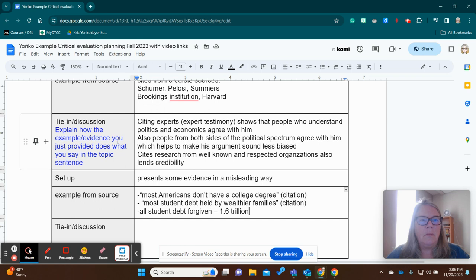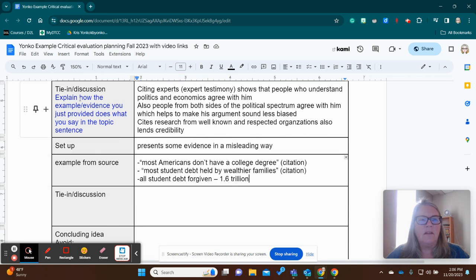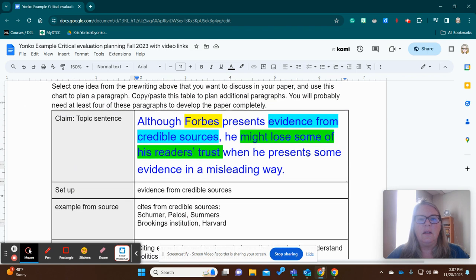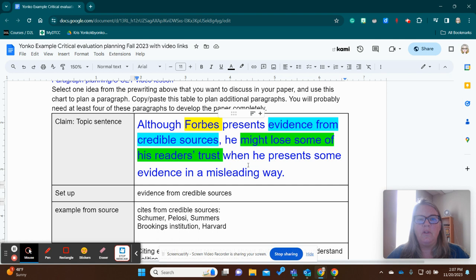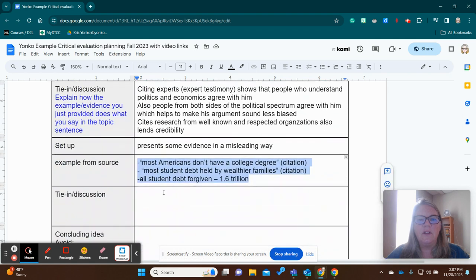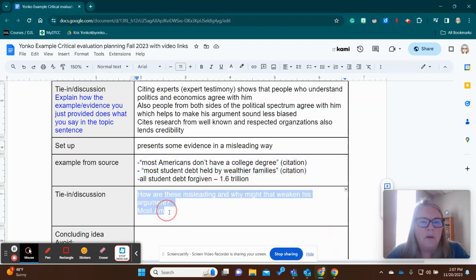So now again, my tie-in or my discussion is I'm explaining how these examples are doing what I say might make people lose his reader's trust. So essentially what I'll have to do down here is show how they're misleading and why that might make somebody mistrust him. Let me see.